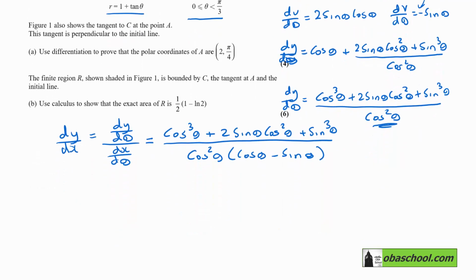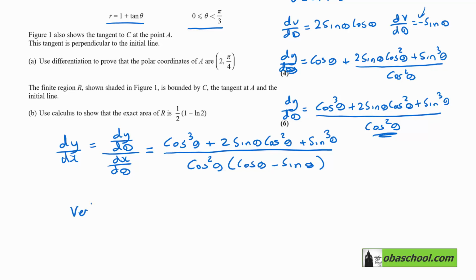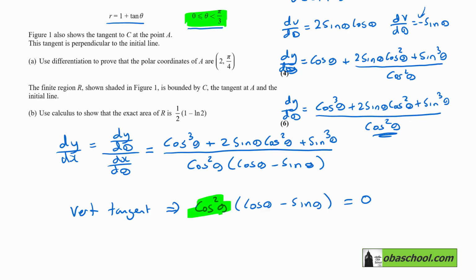Now, for the vertical tangent, that means that the denominator of dy dx must be 0. So it's going to be cos squared theta times (cos theta minus sine theta) equals 0. Now, in the domain given, cos squared theta is not going to be 0. It's not 0 until we get to pi by 2. So it must come from here. Cos theta take away sine theta is 0. Cos theta equals sine theta, and that happens when theta is equal to pi by 4. The cosine of pi by 4 and the sine of pi by 4 are both root 2 over 2. So that's in the given domain.